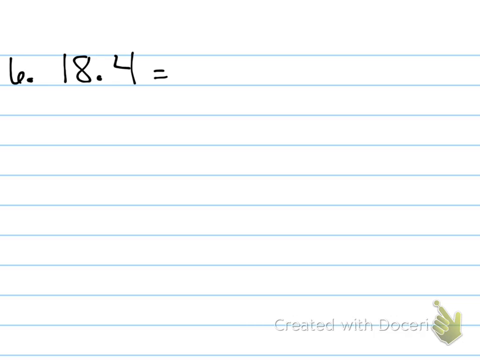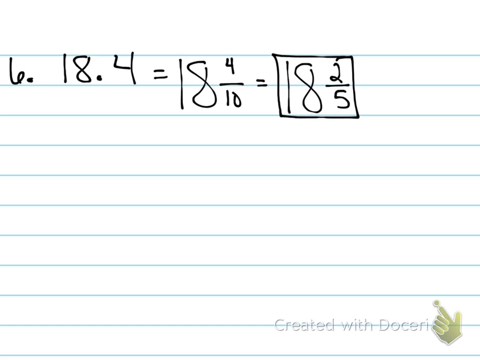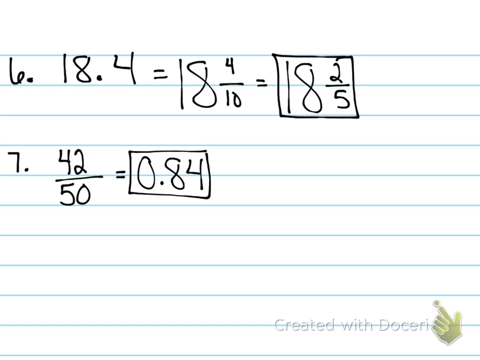Luke, what's the answer? 18 and 2/5. Did you get it? Good job. All right, number 7, write the fraction as a decimal. Jaden, what did you get? All right, did you get that? 84 hundredths. Do you agree?